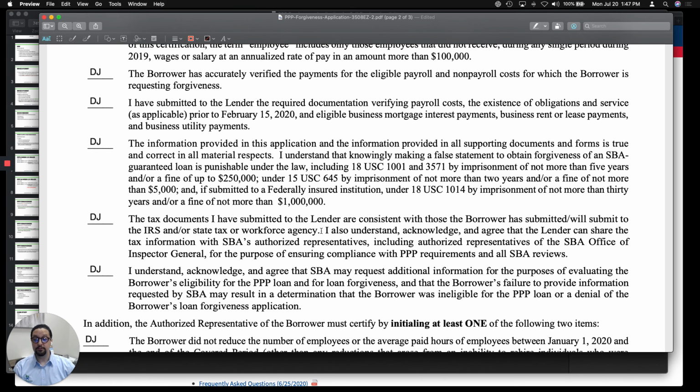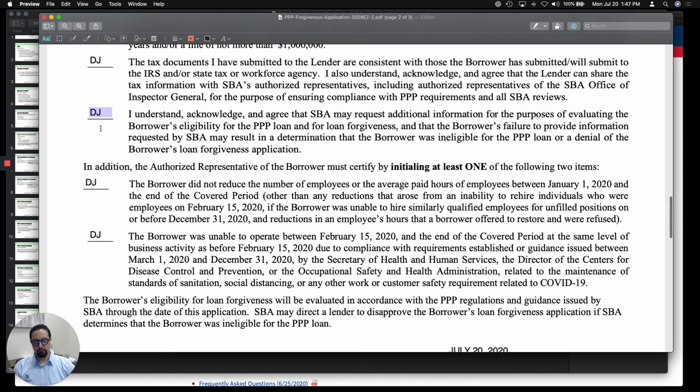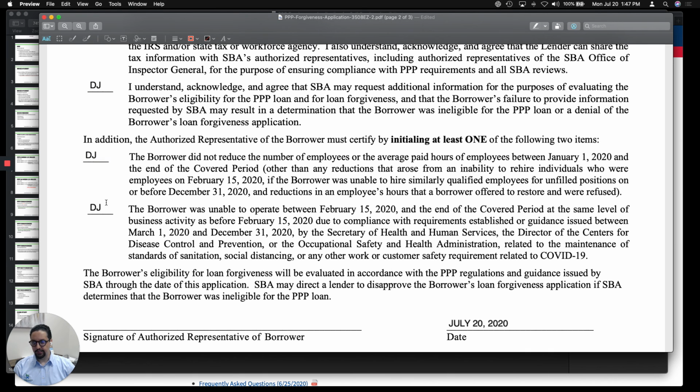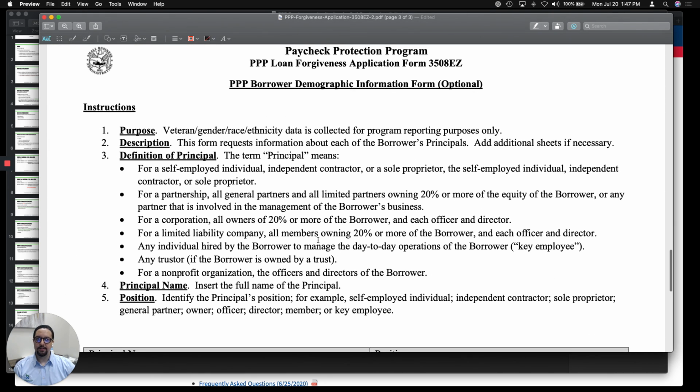So whatever Schedule C you used to file your PPP loan application, it must be the same Schedule C you sent to the IRS. Otherwise, they're going to check and you're going to get into trouble. Okay, so you basically just put your initials on these lines. Here you put your signature, the date, your name, and title. You can put owner because you're the owner of your business.